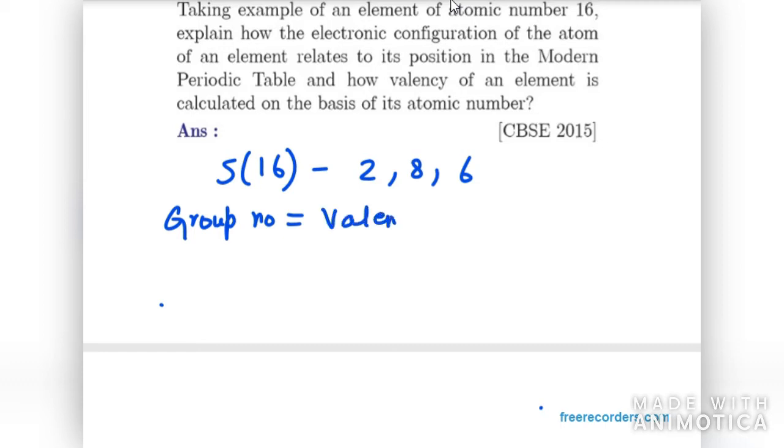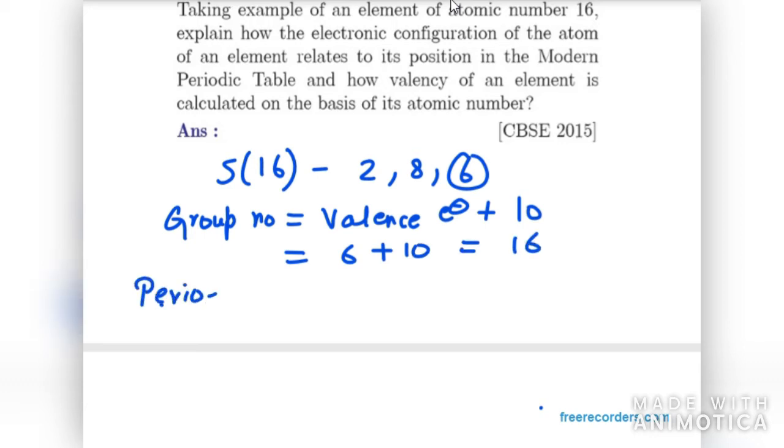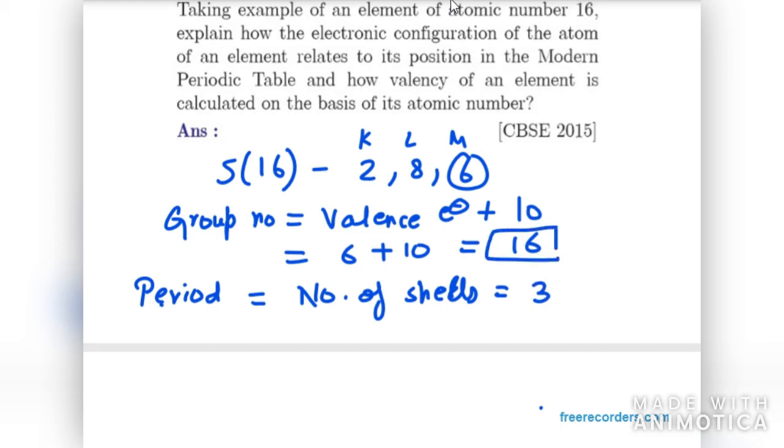Now we need to find the group number. To find the group number, you have to write the valence electrons. Valence electrons are in the outermost shell. So valence electrons plus 10, so 6 plus 10 equals 16. Now we need to find the period. How to find the period? Period number is equal to the number of shells. The number of shells here is 3, K, L and M. So the group number is 16 and the period is 3.